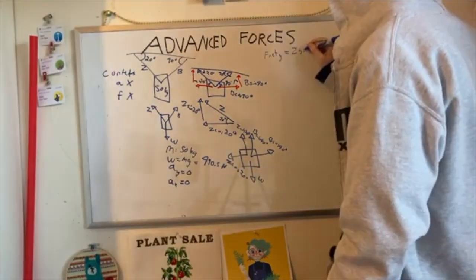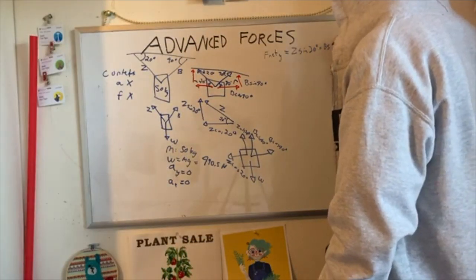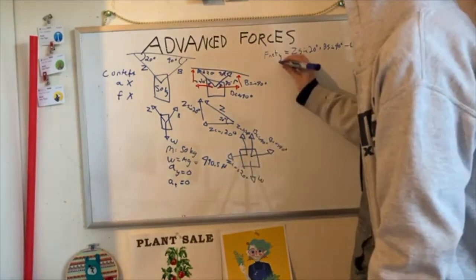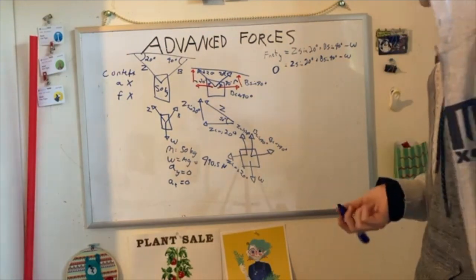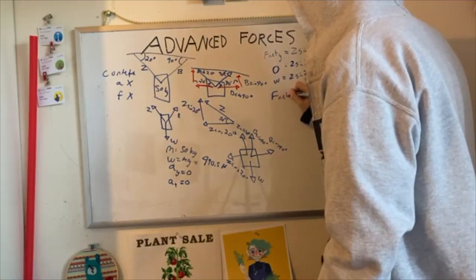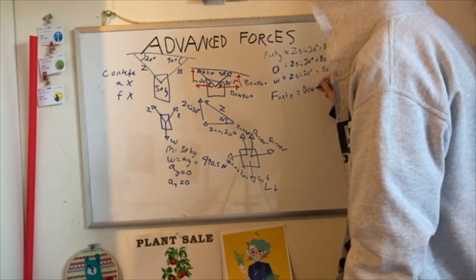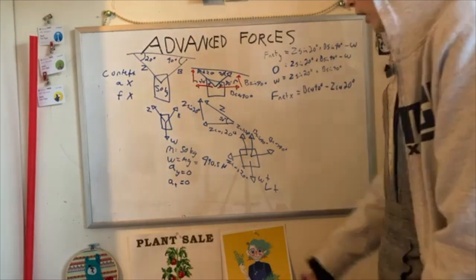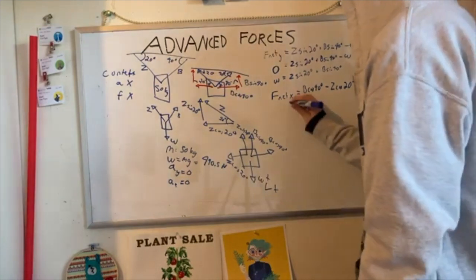Start with vertical: z sine 20 plus b sine 40 minus weight. I know that acceleration for y is 0, so this is 0. I'm going to add weight to both sides. Now I'll do x. I know that it's going to be b cosine 40 degrees minus z cosine 20 degrees. And I know that there is no x acceleration either. This is equal to 0.